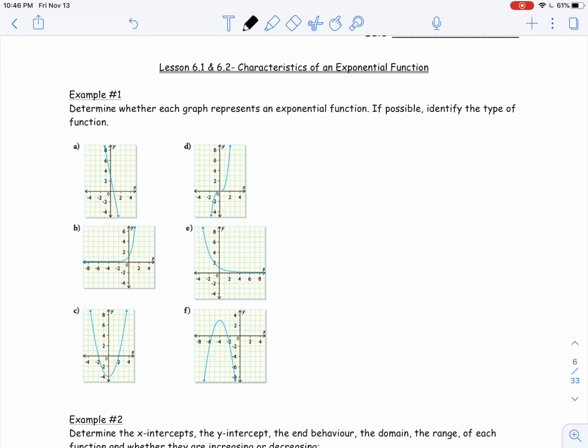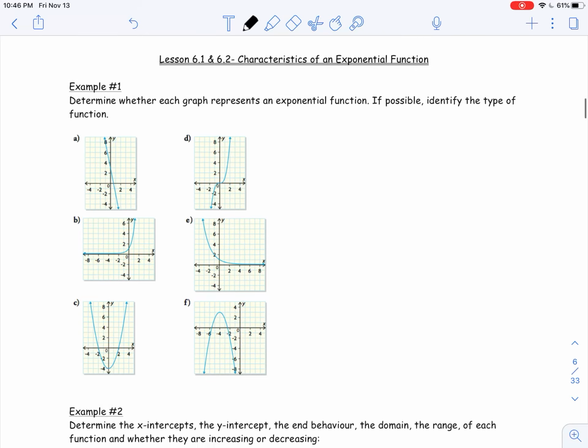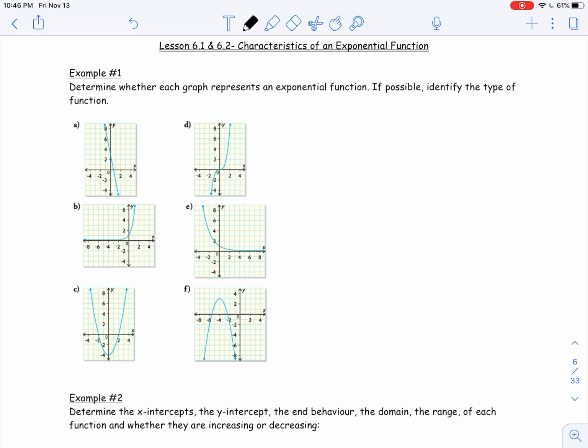Okay, so example number 1, they're asking which of these are exponential. So let's see what each of them are. Part A is something that you did in grade 10. In grade 10, you studied linear equations, where it's kind of like a sloped line, a line that's gradually either decreasing or increasing. It can be really quickly increasing or quickly decreasing. So it's kind of like a slanted line. So this is a linear equation or a linear function in this case.